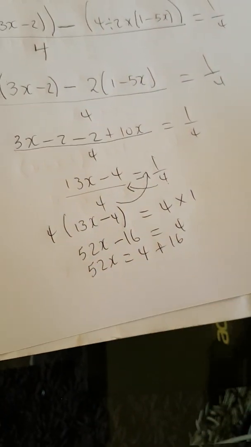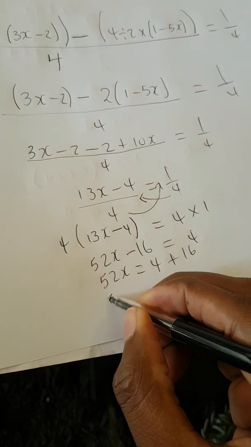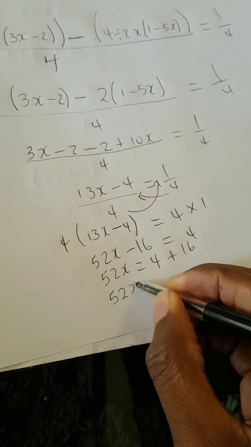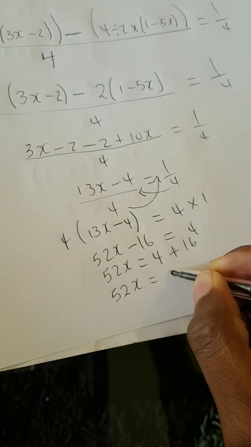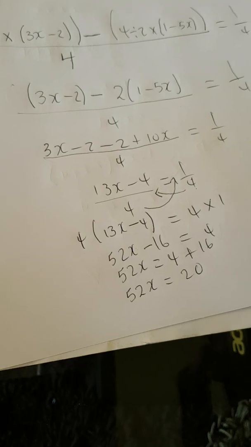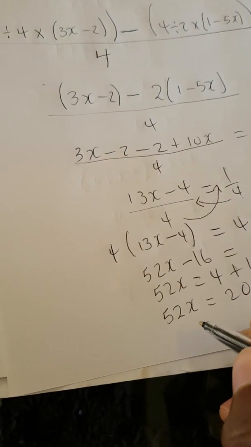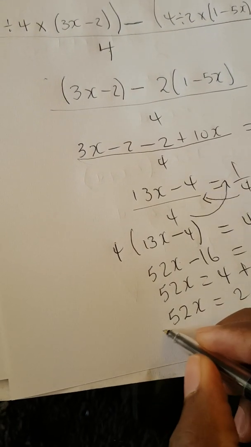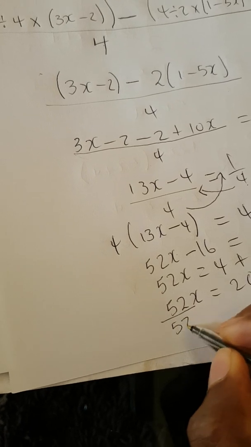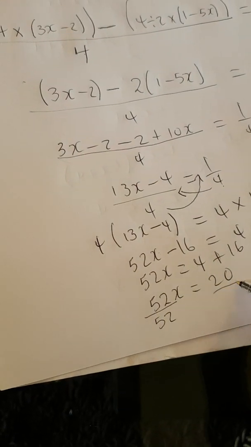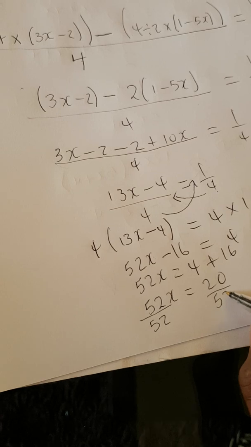Okay, so what's going to happen next? It's going to be 52x equals 20. So to get x, you divide by what? By 52. You divide both sides by 52 to solve for x. Divide both sides by 52.